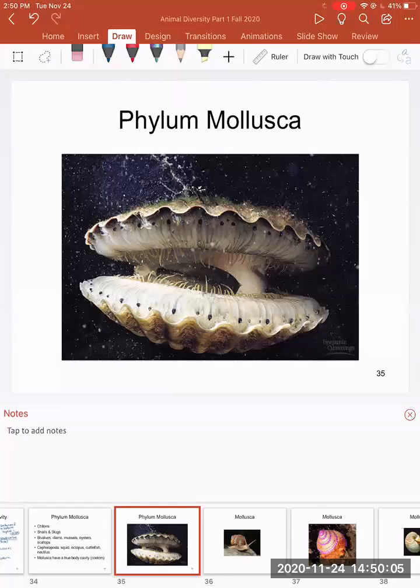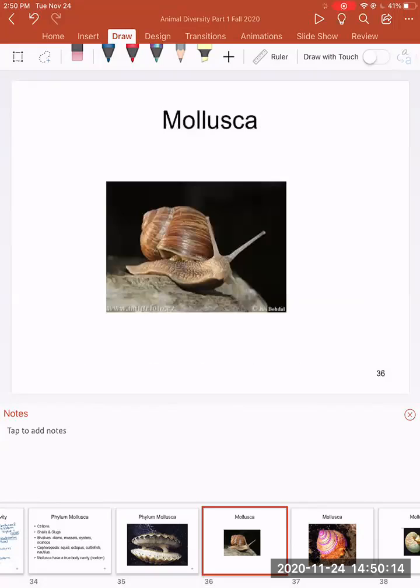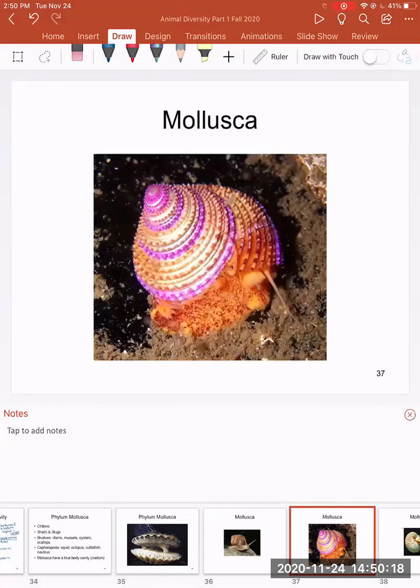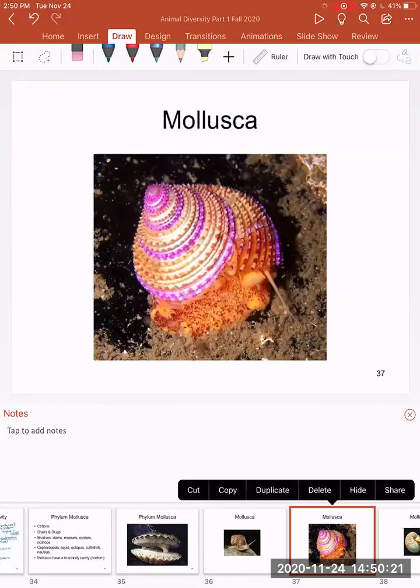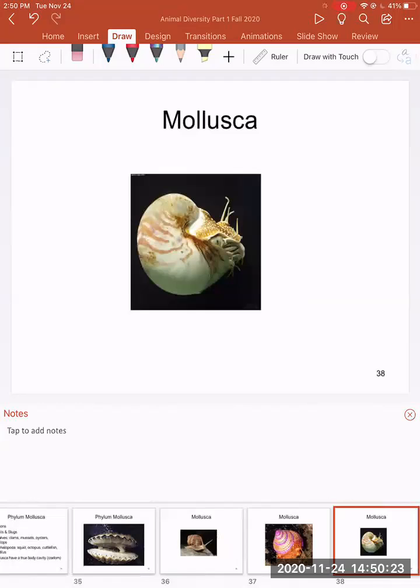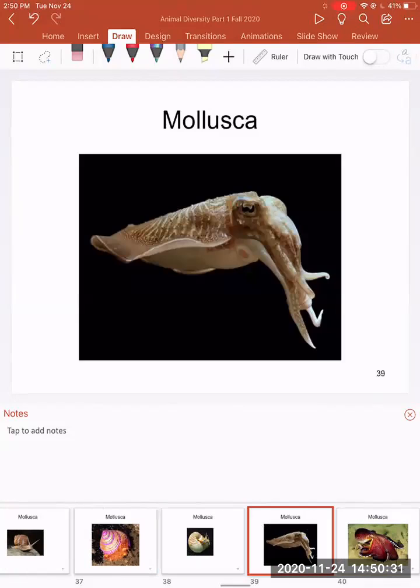Here's a scallop. These guys are filter feeders. A lot of mollusks are filter feeders. Snail on land, and then a sea snail. This is a nautilus. Nautilus are very amazing. They have this really cool chambered shell, kind of like a mini squid with a really cool shell. This is actually a cuttlefish. Looks a lot like a squid.